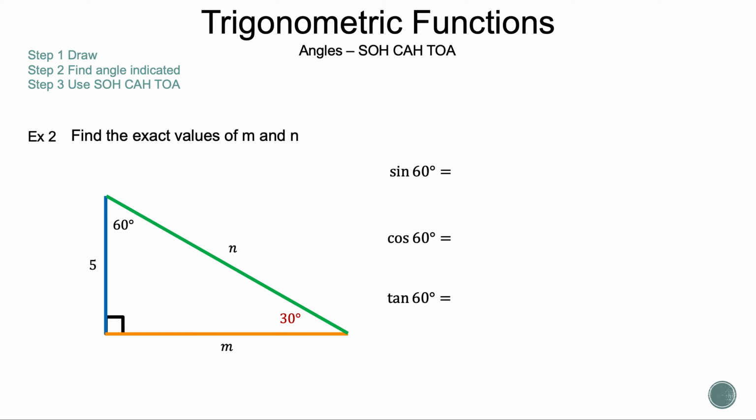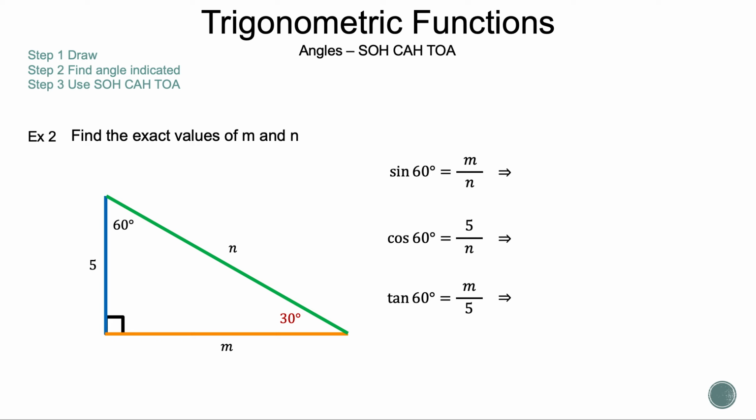So let's bring back the stars of the show. So we have sine of 60 degrees, cosine of 60 degrees, and tangent of 60 degrees. Using SOH CAH TOA, we have opposite over hypotenuse for sine, adjacent over hypotenuse for cosine, and opposite over adjacent for tangent. Now let's substitute the variables from the triangle into what we have so far. So sine of 60 degrees becomes m over n, and cosine of 60 degrees becomes 5 over n, and tangent of 60 degrees becomes m over 5.